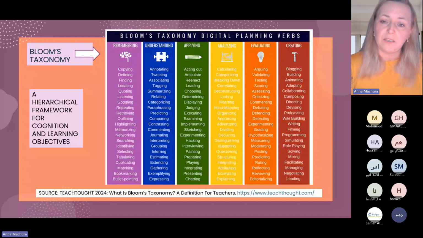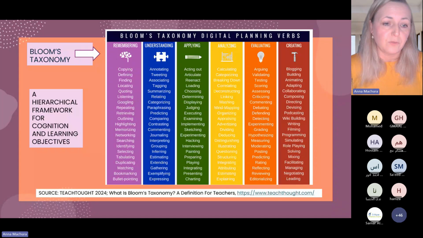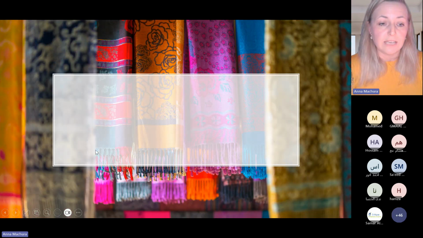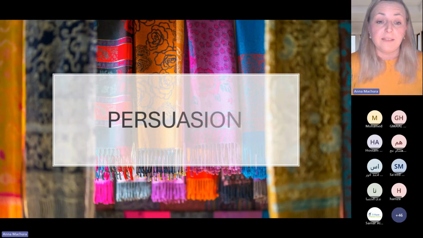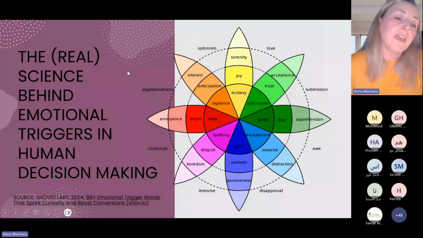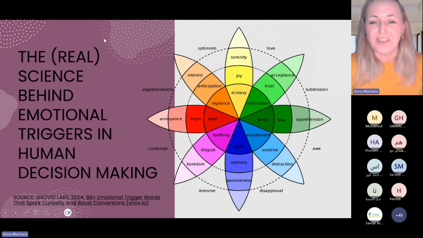Bloom's taxonomy, just in case, because there are a lot of educators here that may not be so familiar with that. So, of course, that's really, really handy, that framework for cognitive learning objectives as well. Keep that in mind. So reminding your students, persuasion, you need to be persuasive. And the real science behind emotional triggers in human decision making. Let's talk about that. I have 2 slides for you.